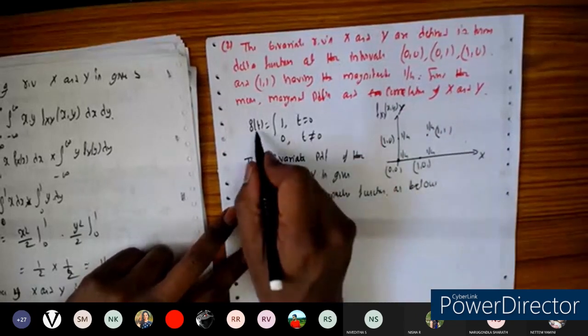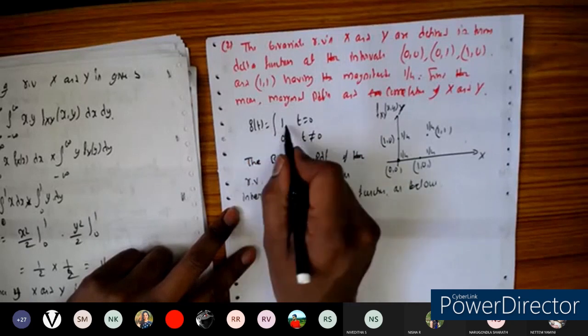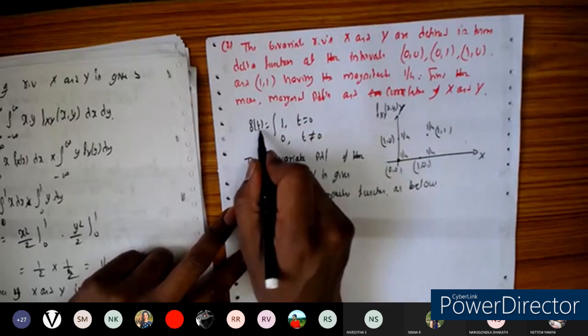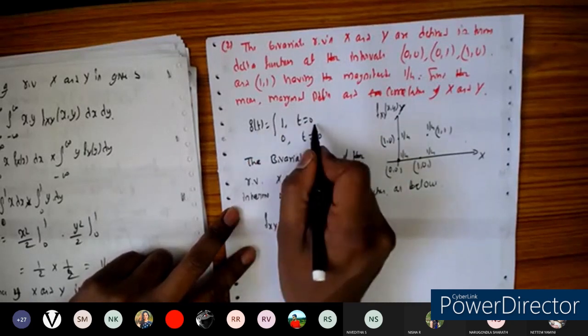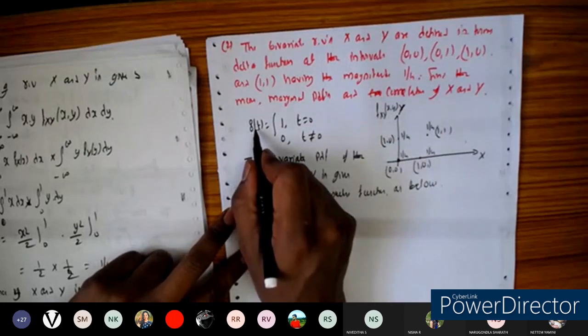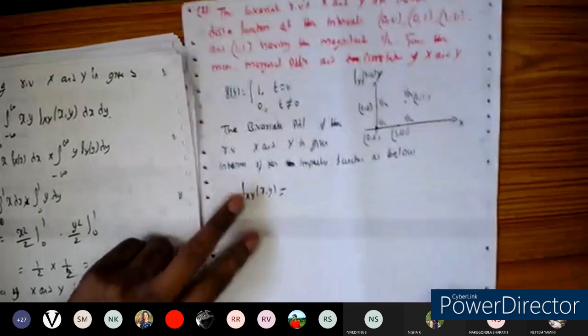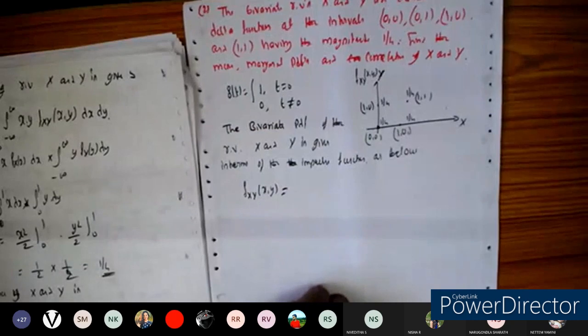So you know about the impulse function. Delta of t is equal to 1 at t equal to 0, which means that if the quantity inside the braces is equal to 0, then only it will be equal to 1. Suppose I take one example: I have a value at t equal to 1, and the corresponding amplitude, say, is 2.